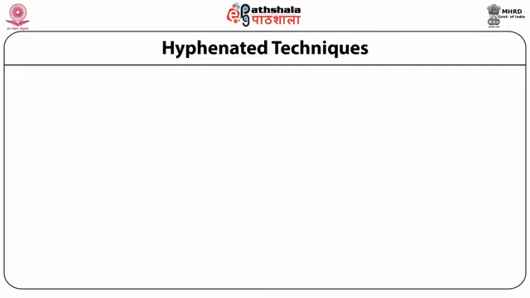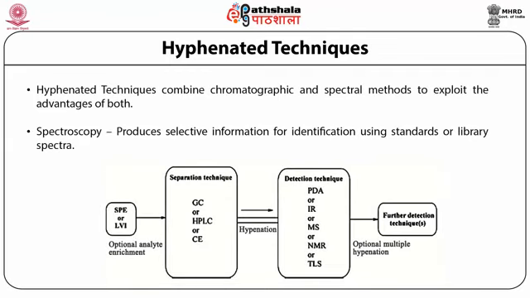Now let's come to these hyphenated techniques. These can be defined as techniques where you combine chromatographic methods with spectral methods. Chromatographic methods are methods for the separation of chemical compounds, while spectroscopic methods are any methods that provide information about the identity of the substances. In the lower panel you can see this block diagram. We have separation techniques like GC, LC and CE. When they are clubbed with a detection technique like PDA, IR, mass or NMR, this makes a hyphenated technique.